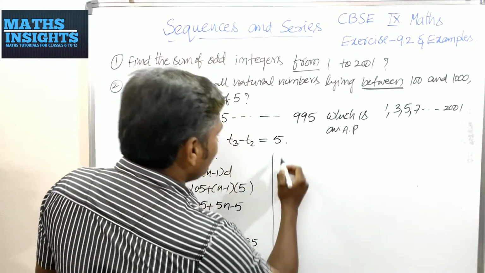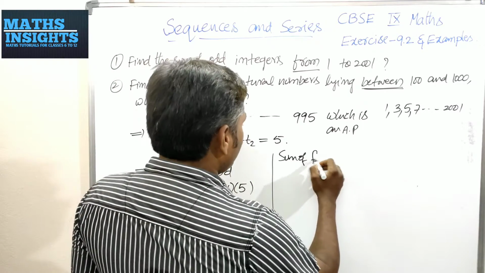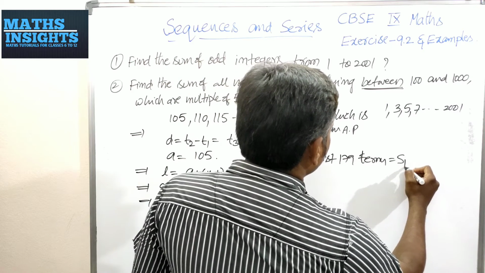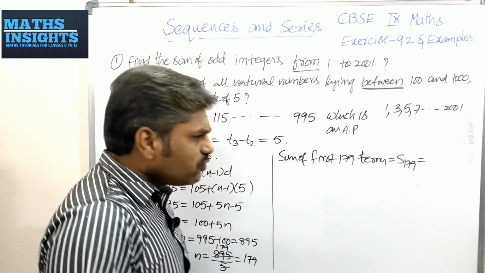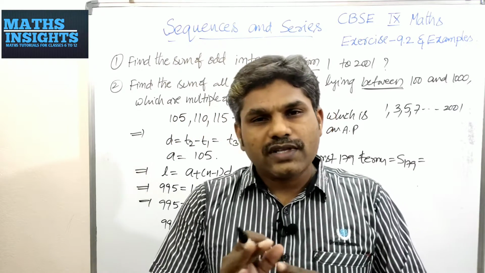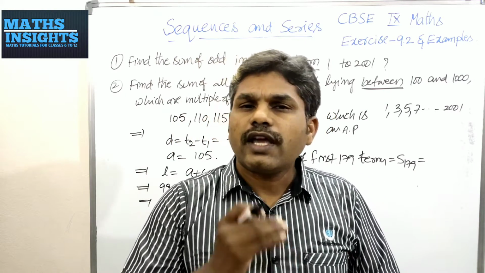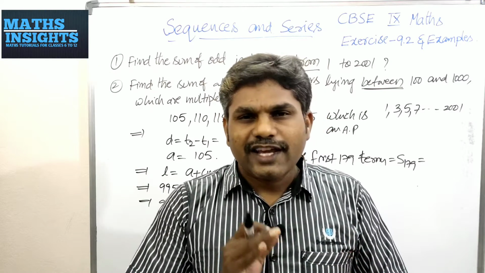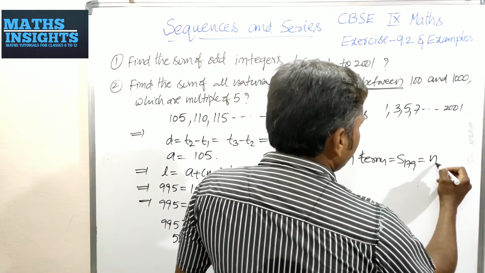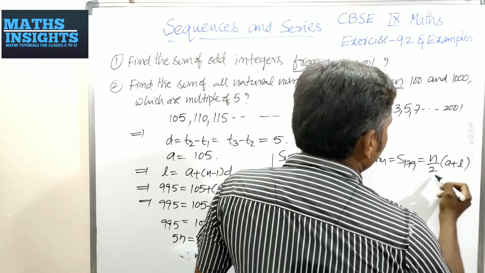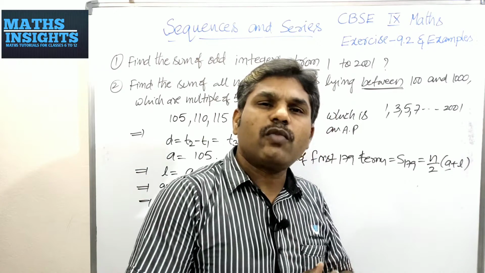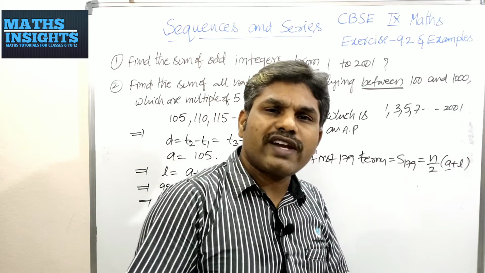Okay. Now the sum of the first 179 terms, S179, you may use either of the formulas, n by 2 into 2a plus n minus 1 into d, and also n by 2 into a plus l. N by 2 into a plus l will become very easy, right? So n by 2 into a plus l, where a is the first term, l is the last term, and n is the number of terms for which you are going to find the sum.